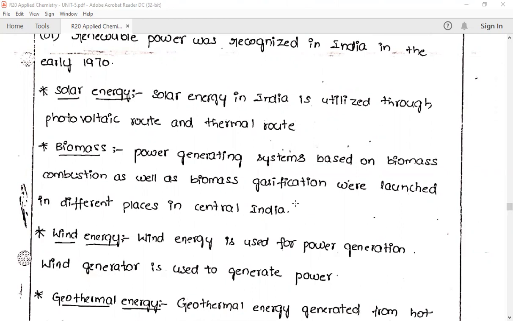Biomass: power generating systems based on biomass combustion as well as biomass gasification were launched in different places in central India. And wind energy: wind energy is used for power generation, that is, a wind generator is used to generate the power.